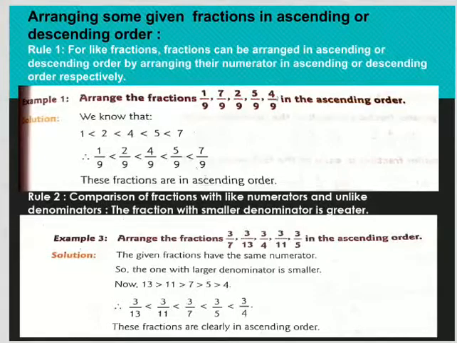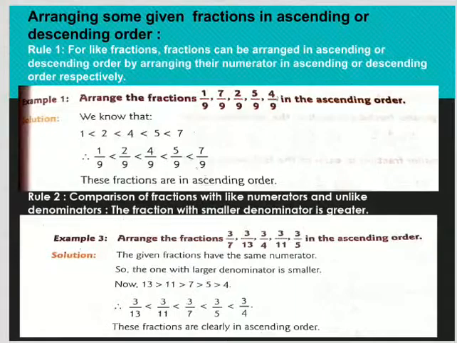For example, if you want to arrange the following fractions in ascending order, meaning from smallest to greatest. All the denominators are the same, but the issue is with the numerator. So start with the smaller one, that is 1, then 2, then 4, then 5 and finally 7. Then write the complete fractions. 1 by 9 is less than 2 by 9 and 2 by 9 is less than 4 by 9. So these are the fractions arranged in ascending order. I hope it is clear.